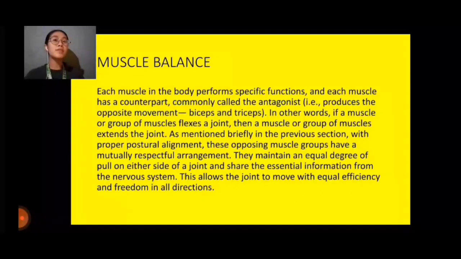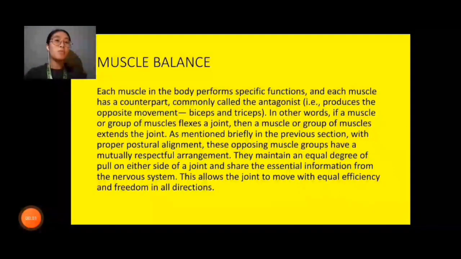So, muscle balance in the body performs specific functions and each muscle has a counterpart commonly called the antagonist. For example, the biceps and triceps produce opposite movements. In other words, if a muscle or group of muscles flexes a joint, then a muscle or group of muscles extends the joint. As mentioned briefly in the previous section, with proper postural alignment, these opposing muscles or groups have a mutually respectful arrangement.